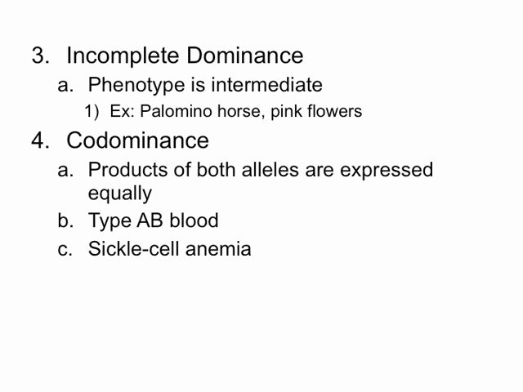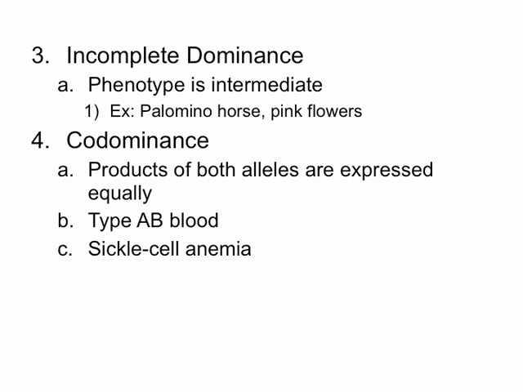Now in codominance, that means that both of the alleles are expressed equally. An example of codominance would be blood type. The blood type AB is expressing both type A and B alleles equally. And another codominance example is in sickle cell anemia.